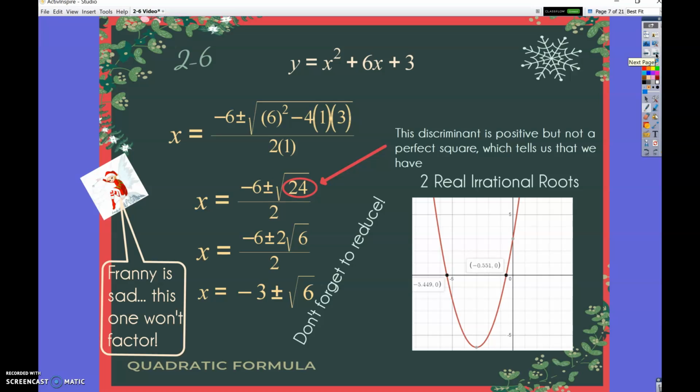Now we have another example, and we've plugged in our a and our b and our c. Remember, our a here would be 1, our b here would be 6, and our c would be 3. We follow the quadratic formula, and note here that 24 is positive, so our discriminant we would say is positive, but now it's not a perfect square. That's okay. It still tells us we have 2 real solutions or roots on the parabola, but they're irrational.